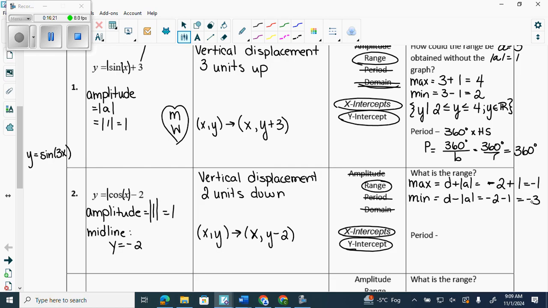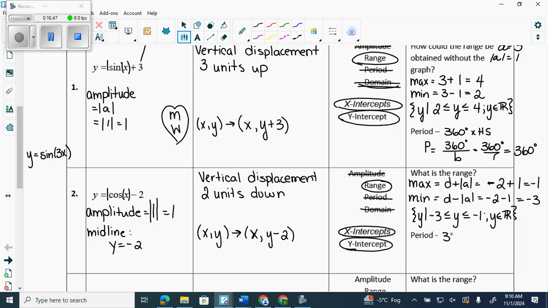And that makes sense. It's normally -1 to 1. It moves 2 down. So now it's going to be from 1, it's going to go to -1, and -1 is going to go to -3. Right? So my range is y such that -3 is less than or equal to y, less than or equal to -1. Y is now in the reals.